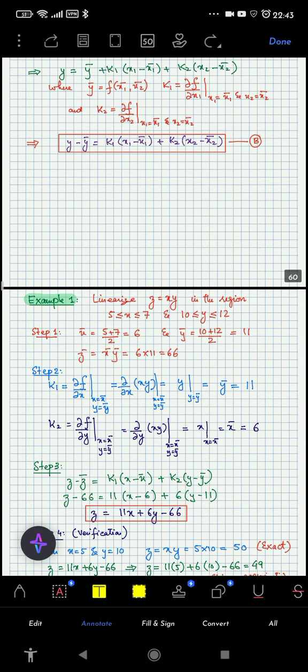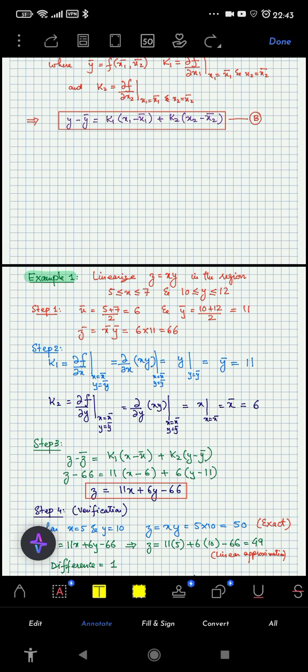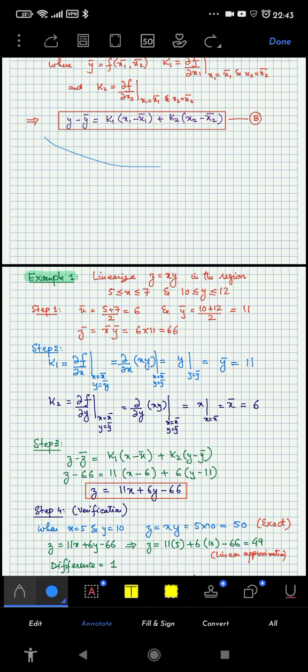Let's try to understand this using an example. There is this equation here. This is the main equation that we will be using in everything that we are doing here. In example 1, we linearize z equals xy in the region where x ranges from 5 to 7 and y ranges from 10 to 12. We take the mean values: x bar is 5 plus 7 over 2, which equals 6, and y bar is 10 plus 12 over 2, which equals 11.